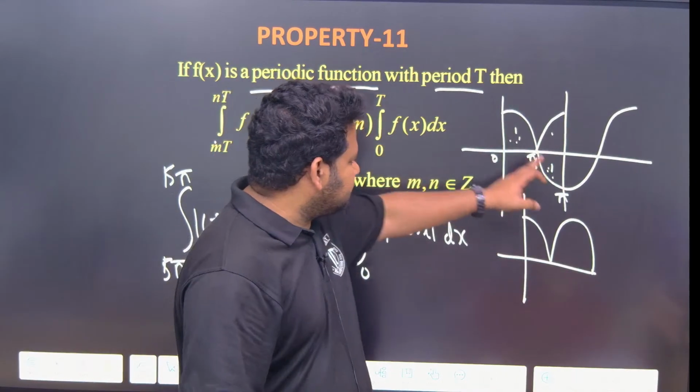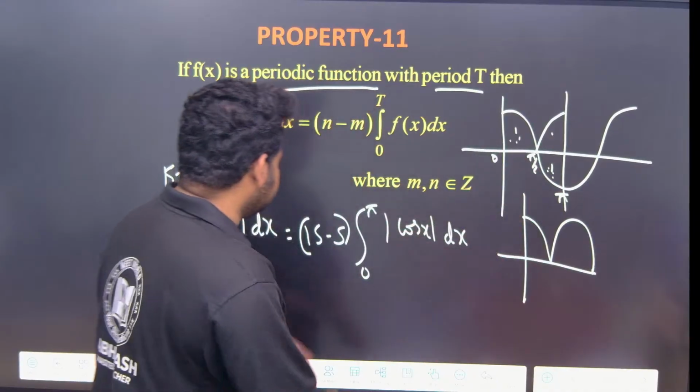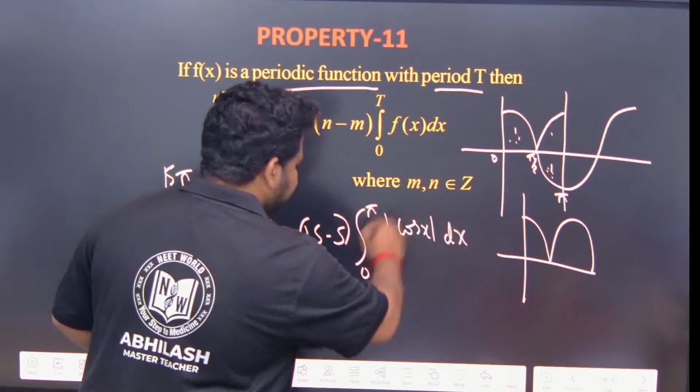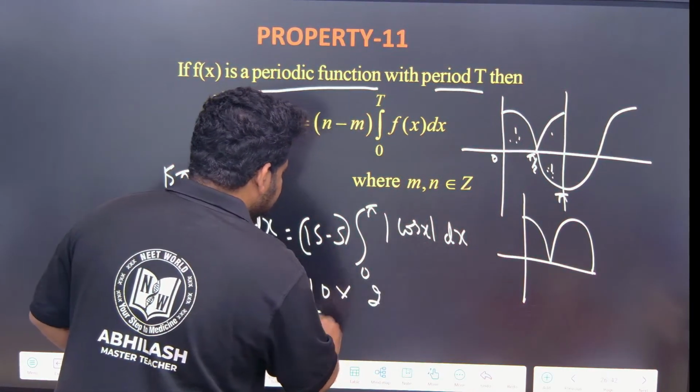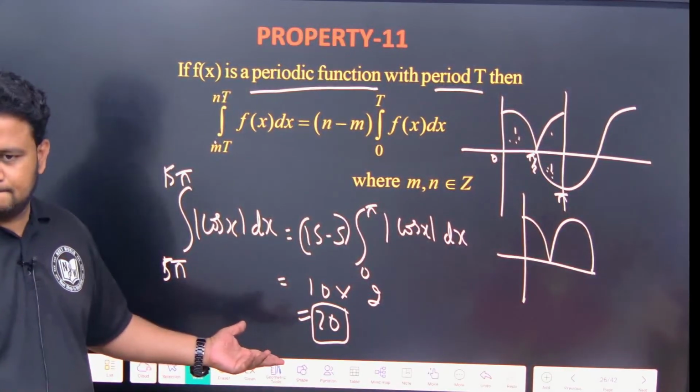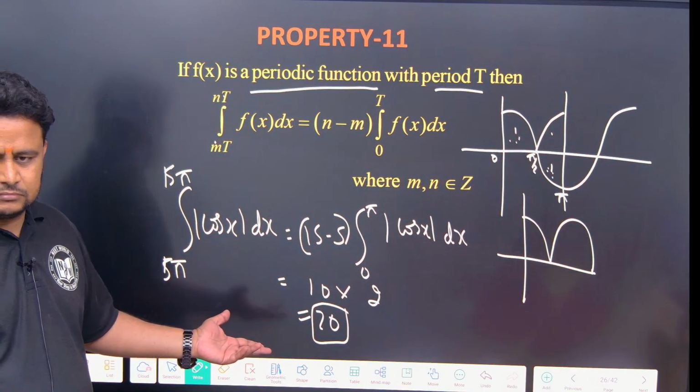Now 1 plus 1, this is 2. This will give me 15 minus 5, which is 10. This entire value will be 2. So the answer will be 20. That's all. The answer will be 20. Simple. Understood everyone?